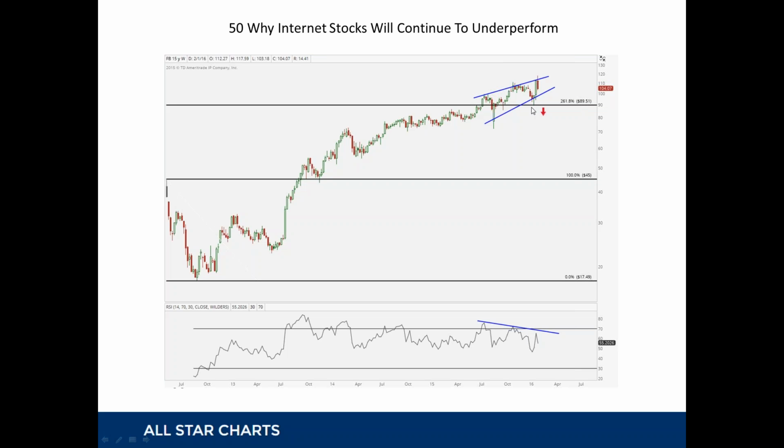If we break last month's lows, $89.50, we want to be short of Facebook. That would confirm exactly what we're describing here in this rising wedge and would confirm a bearish momentum divergence. So again, we only want to be short Facebook if we are below 89.50.